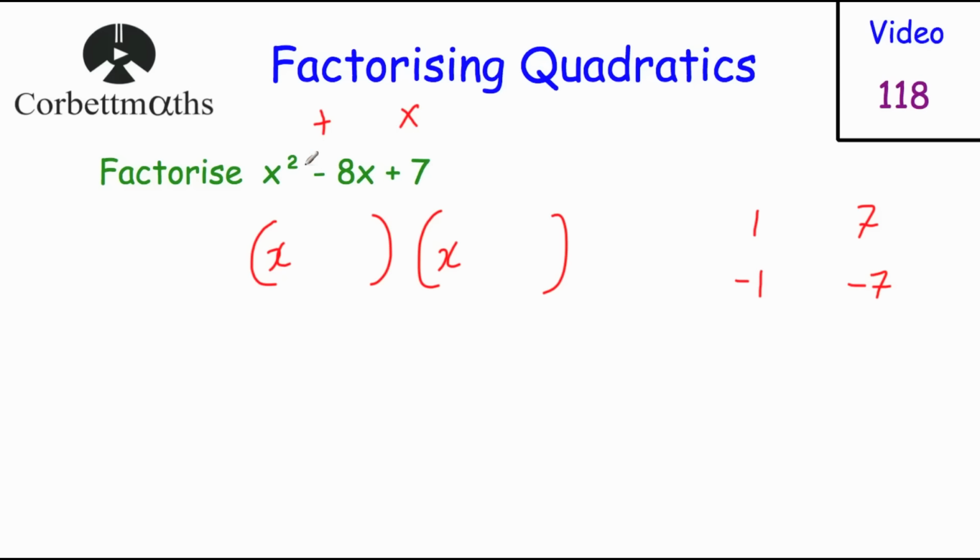Now we want the option where they will add together to give us negative 8. So first of all, I know it's not going to be the top option because they will add together to give us 8. Let's check our other option. Well, negative 1 plus negative 7: negative 1 going down another 7 would be negative 8. So this will be our correct option. So in their brackets, we will have x minus 1 and x minus 7. And that's it.